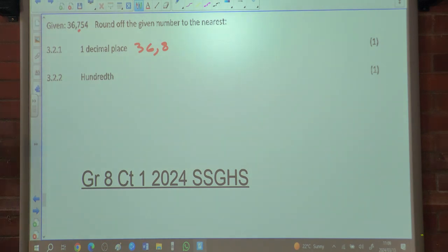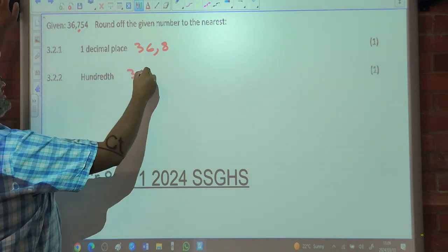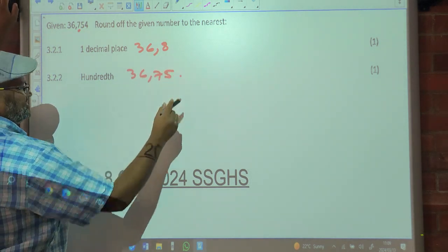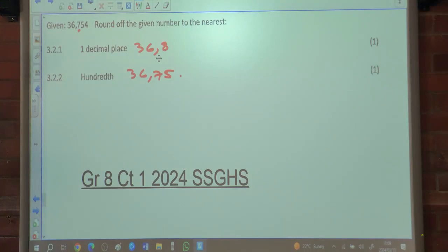3.2.2, 100. So I'm looking at the second decimal now, not so. So that number is dependent on the number after it, which is less than 5. So is that going to change? No. So it's going to be 36,75. Okay.